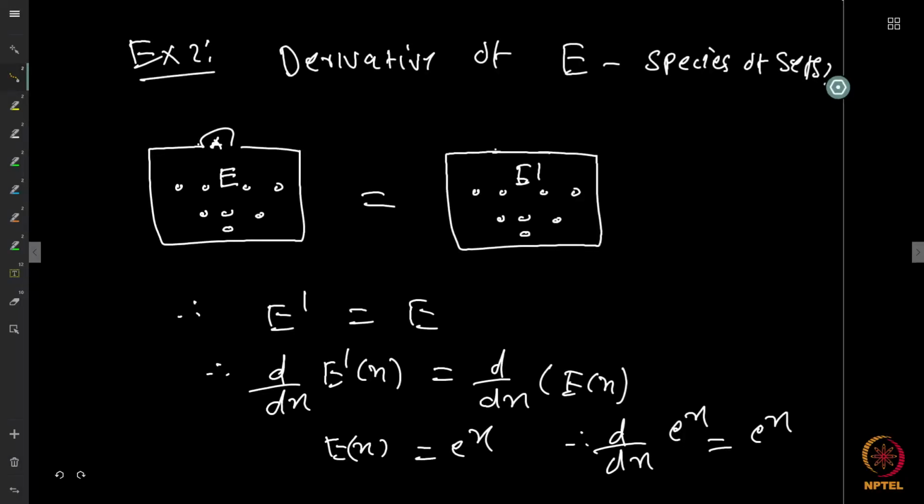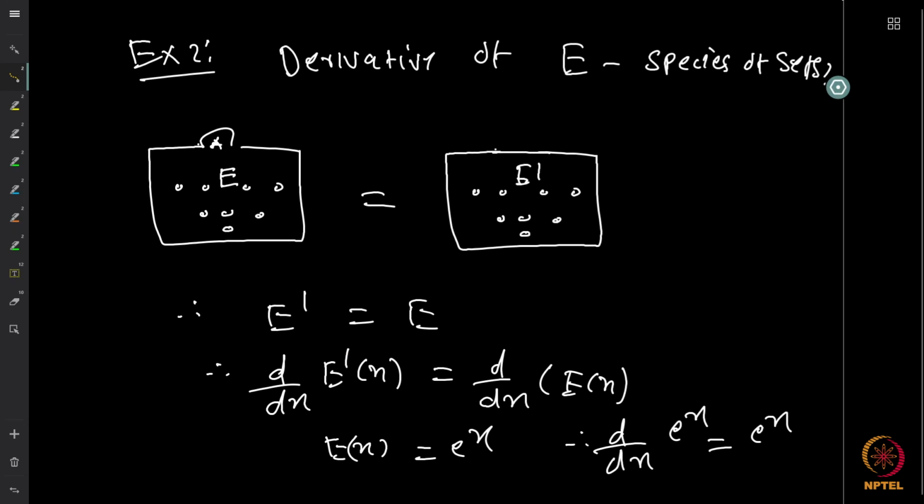One more example. Look at the derivative of the species of sets. E is the species of sets. So you take the set U, putting an E structure on the set U plus the new element star. Then you remove the element star, and you get the structure E', but it is again just a set without the star. It is the set structure on U itself. So we see that E' is actually equal to E itself.